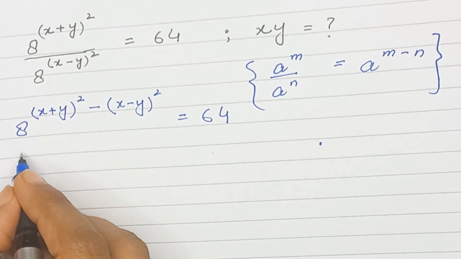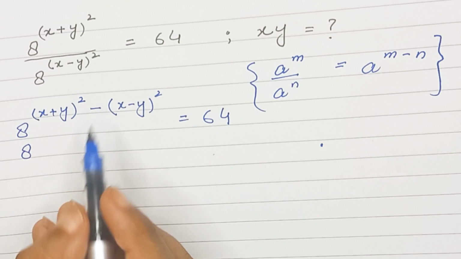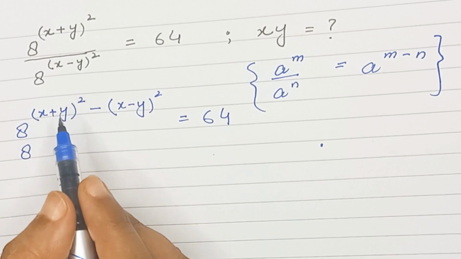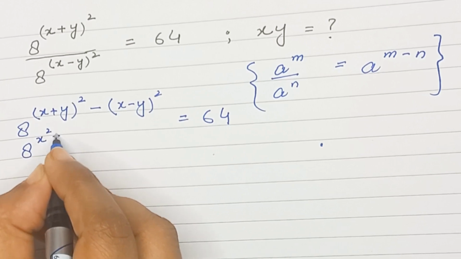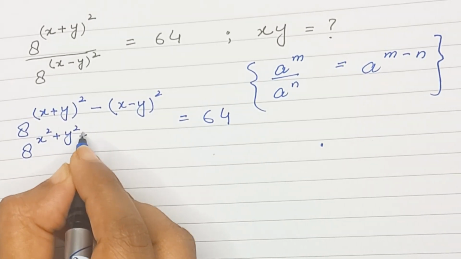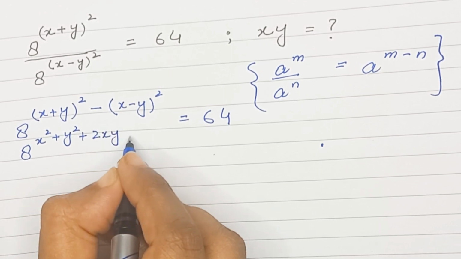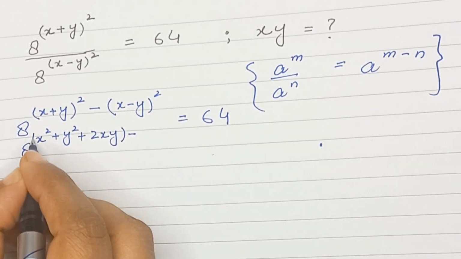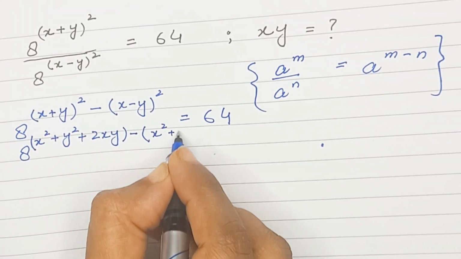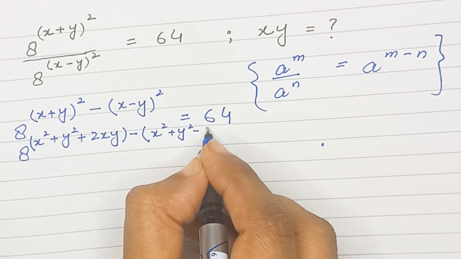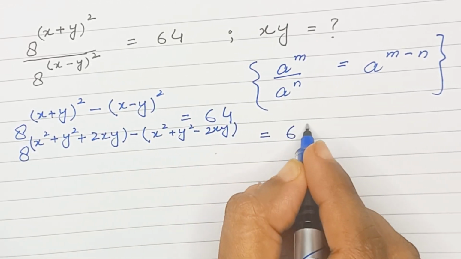So this equation will become 8 raised to the power, as we know that (a+b)^2 is equal to a^2 + b^2 + 2ab. So we will apply this formula here: x^2 + y^2 + 2xy minus, it will become x^2 + y^2 − 2xy, and it is equal to 64.